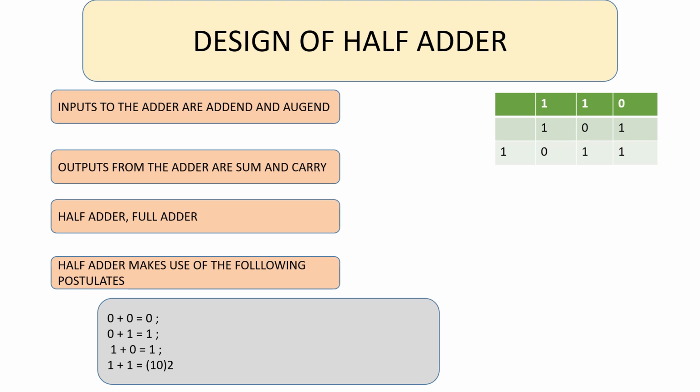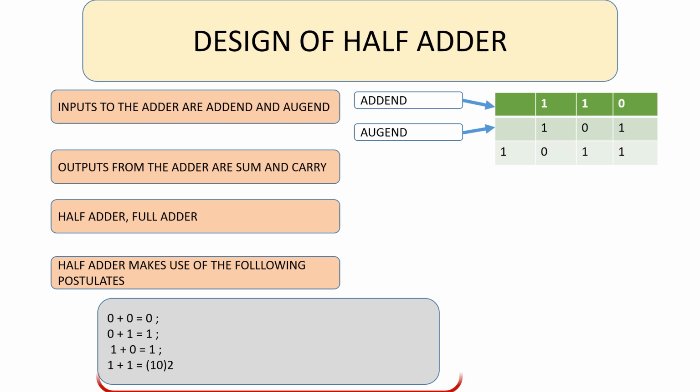The inputs to the half adder are the addend and the augend, and the outputs from the adder are the sum and the carry. The half adder makes use of the following postulates: 0 plus 0 is 0, and all the remaining things are the same except for the last line. 1 plus 1 is equal to 10.